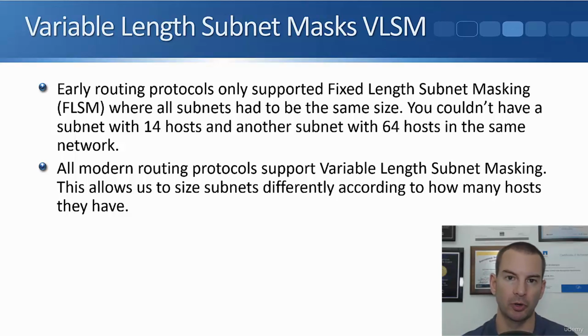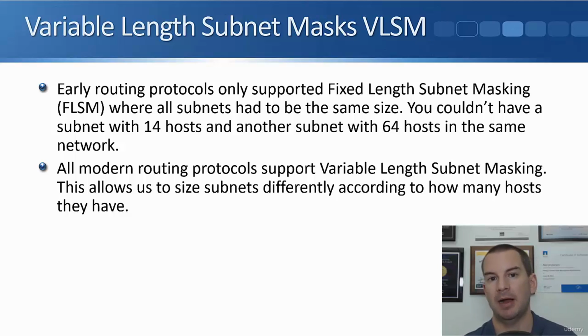Then, with later routing protocols, they came out with support for variable length subnet masks. That means that within the same range, you can have different sizes of subnets in there. So say I've got one part of my network which has got 10 hosts in it. I could give them 14 available hosts, and another part of a network that's got 28 hosts there, I could give them a subnet mask that gives them 30 available hosts.